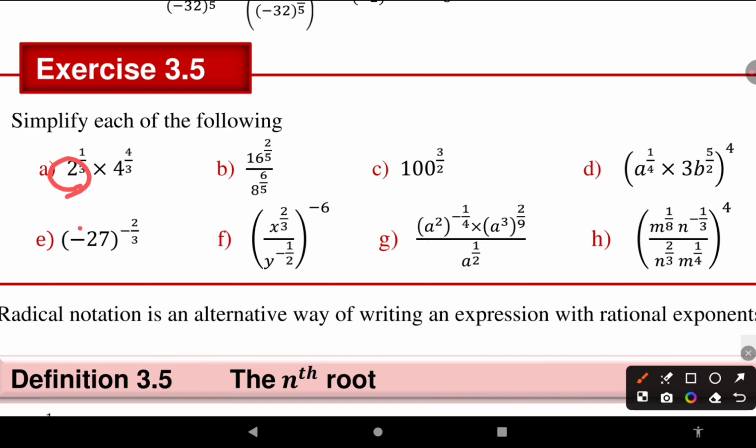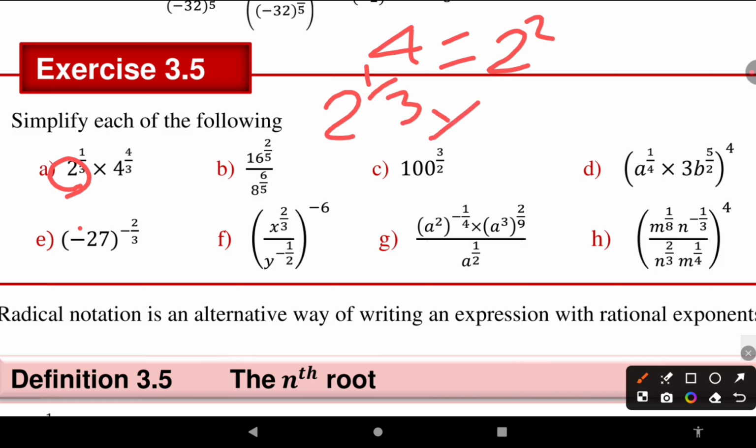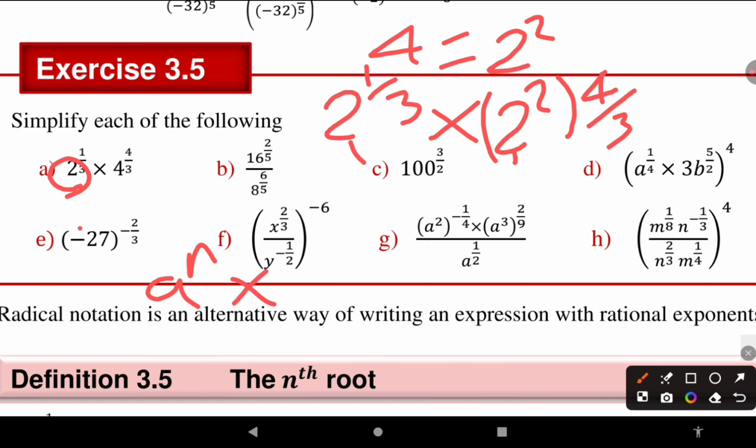So 4 means 2 to the power of 2. So 2 to the power of 1 over 3 times 2 to the power of 2, all to the power of 4 over 3. Now here 2, also here 2. Now a to the power of n times a to the power of m is equal to a to the power of n plus m.